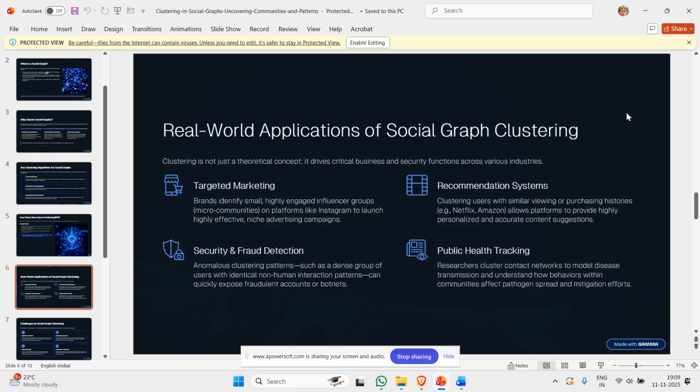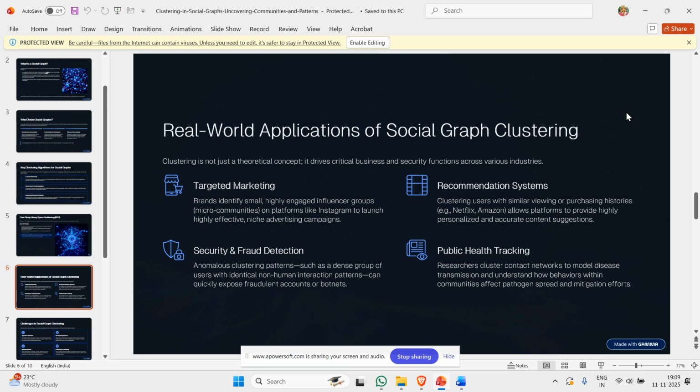Real-world applications of social graph clustering. Clustering is not just a theoretical concept, it drives critical business and security functions across multiple industries. Targeted marketing. Brands identify small, highly influential, engaged influencer groups, micro-communities on platforms like Instagram, to launch highly effective niche advertising campaigns.